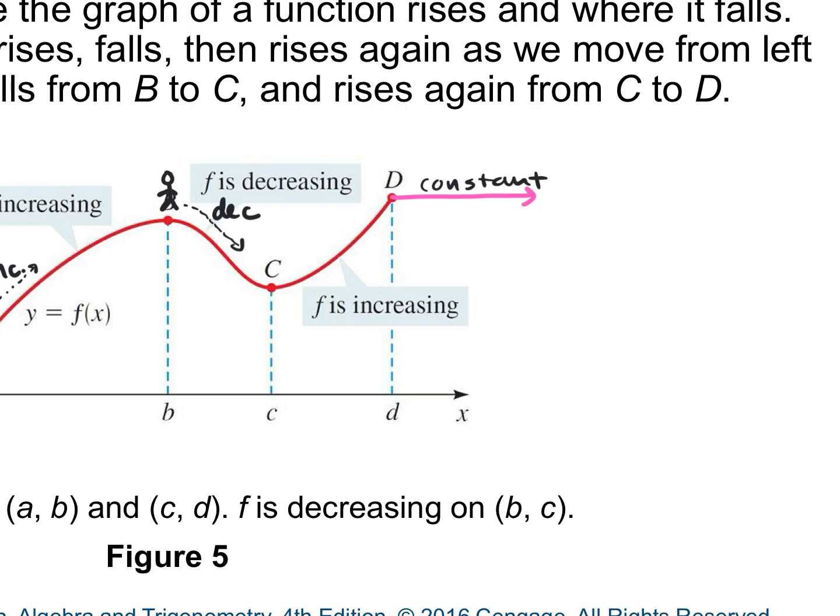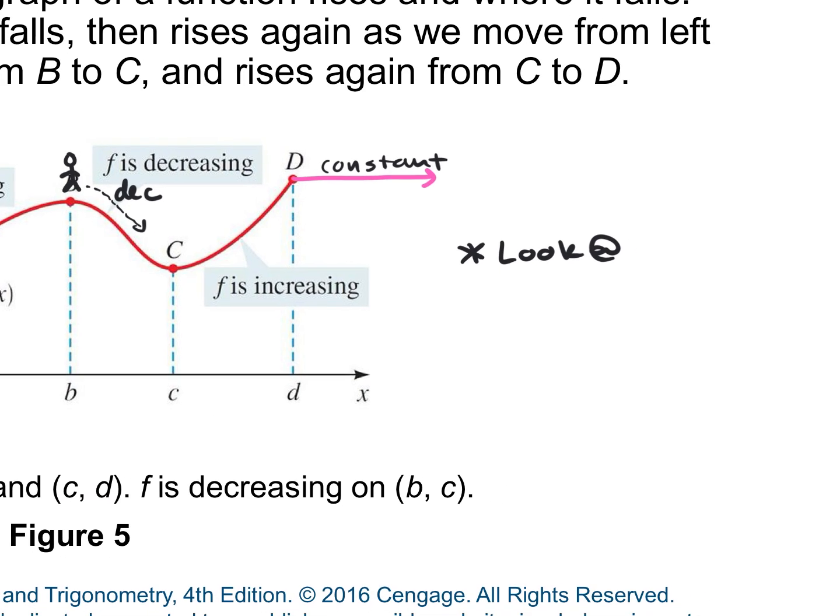Now a couple notes that I want to make about increasing, decreasing, and constant is that we want to look at the x values when we're determining what intervals we're increasing, decreasing, and constant. So we're looking at the x values. And then for increasing, decreasing, and constant, it is always parentheses. So it doesn't matter if it's an open or closed circle, it's always going to be parentheses for increasing, decreasing, and constant.